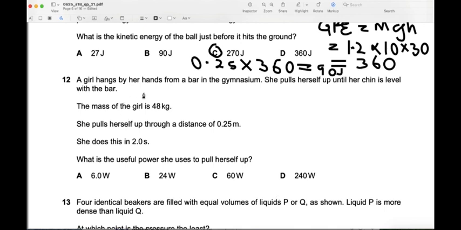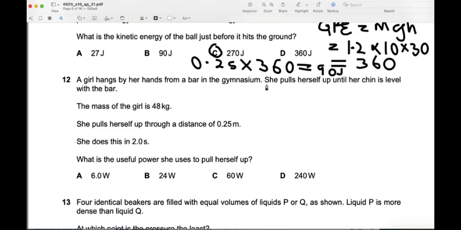A girl hangs by her hands from a bar in a gymnastic. She pulls herself up until her chin is level with the bar. Okay, in a gymnastic, she hangs herself on a bar with her hands. She begins to pull herself up until her chin is level with the bar.